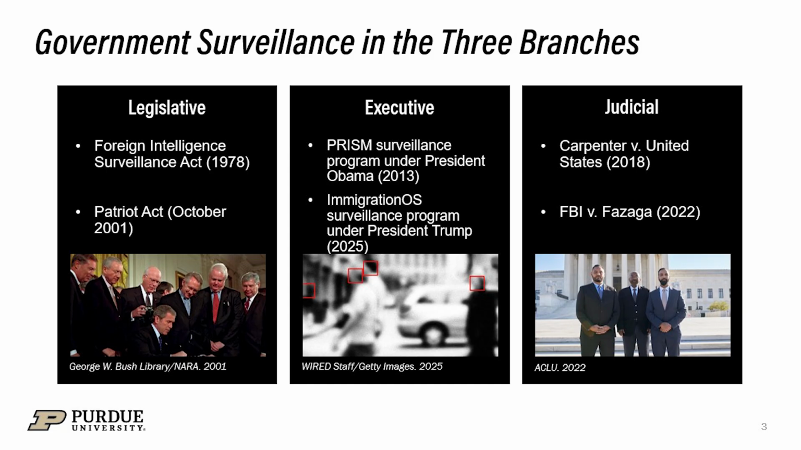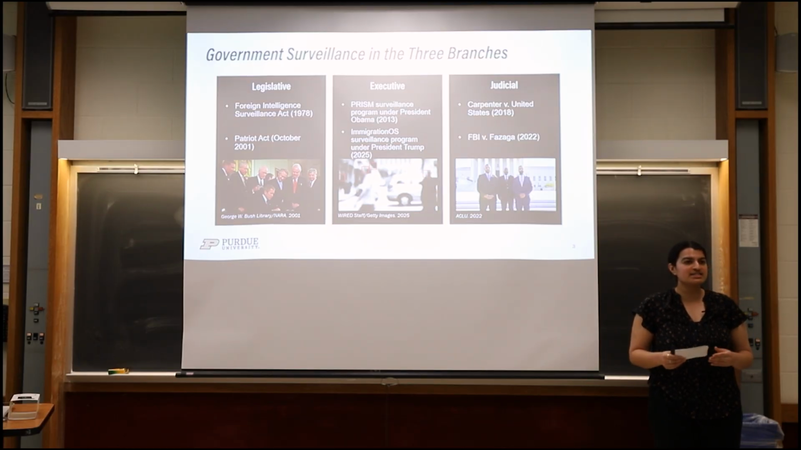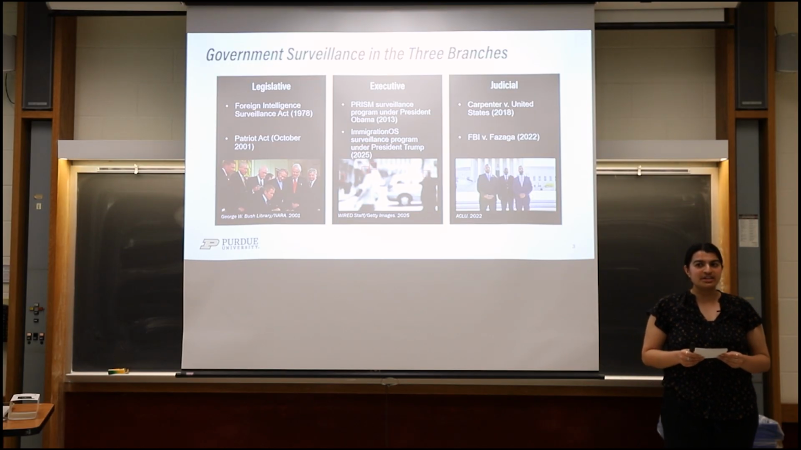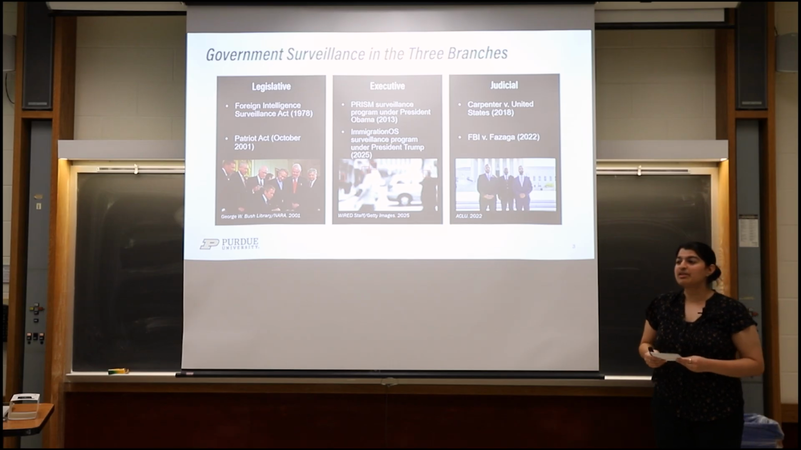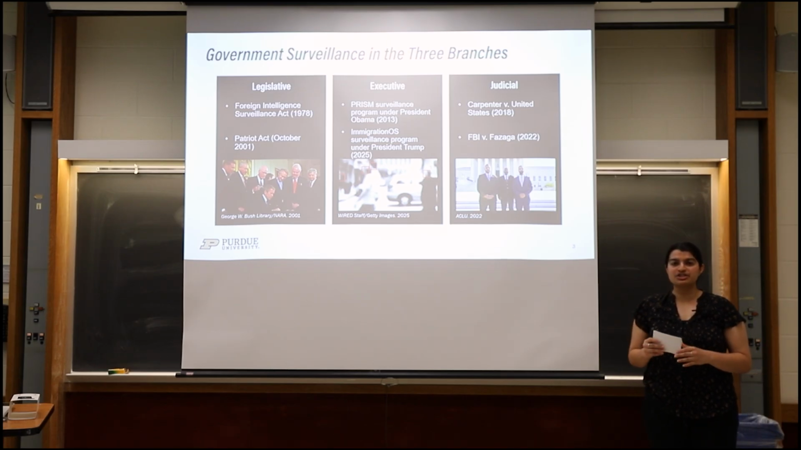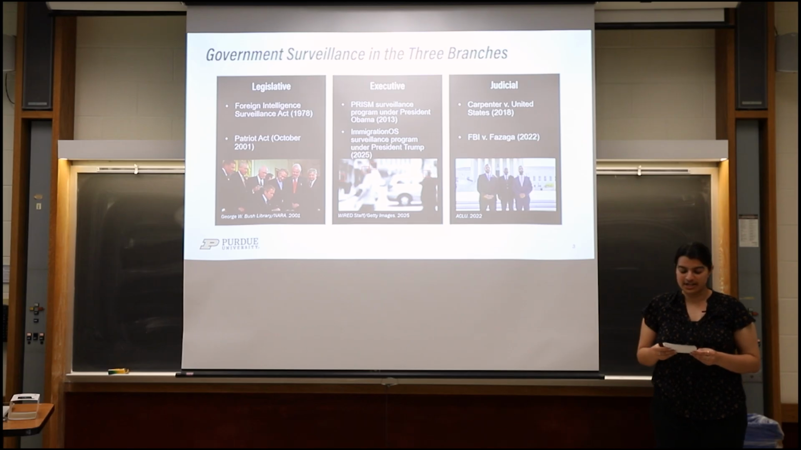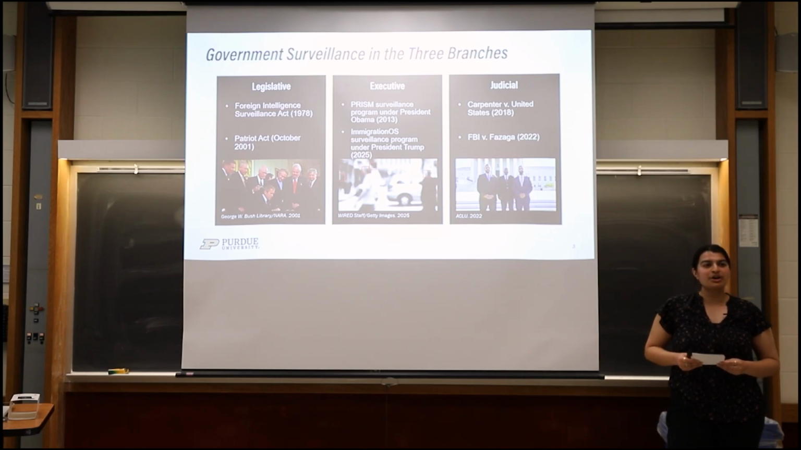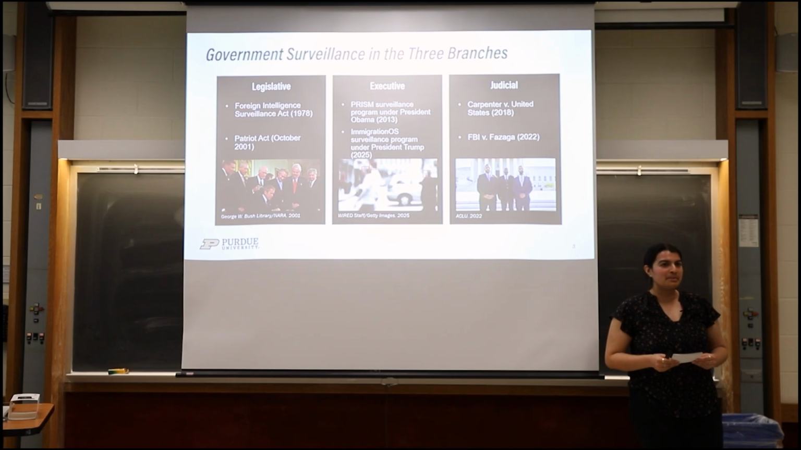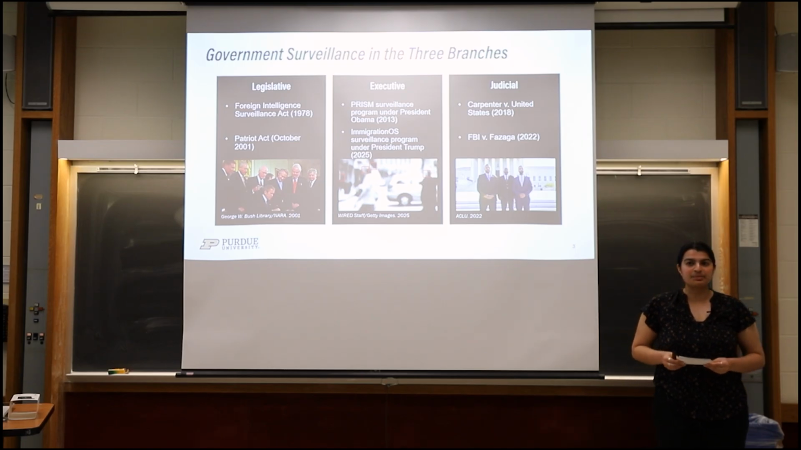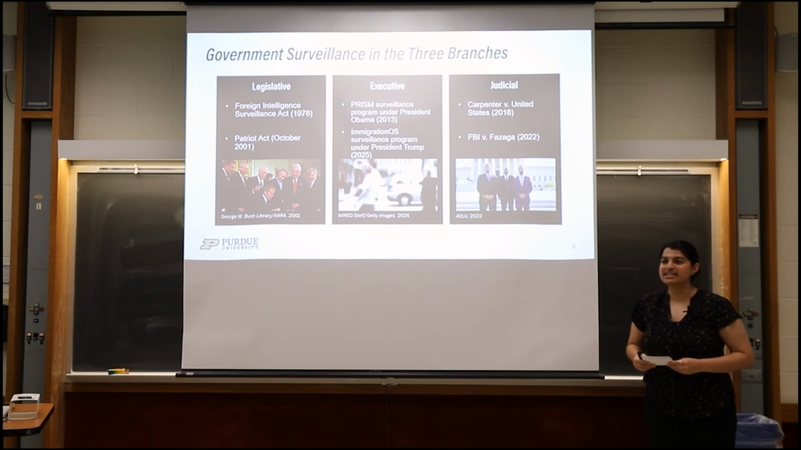Let's go over a little bit about how surveillance operates under the three branches. Starting with the legislative branch, Congress has passed key laws such as the Foreign Intelligence Surveillance Act, also known as FISA, and the Patriot Act, which have both established frameworks for foreign intelligence collection. In the executive branch, programs such as PRISM under President Obama and Immigration OS under President Trump show how surveillance tools are being implemented.